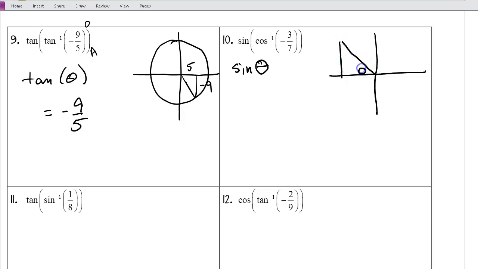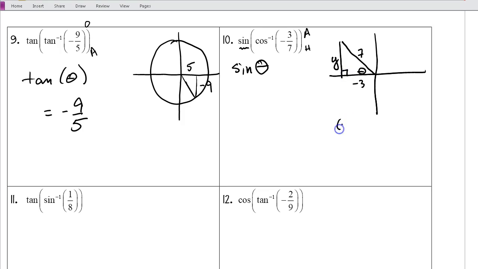So we'll call this theta. And cosine is adjacent over hypotenuse. So my adjacent side is -3. My hypotenuse is 7. I can find my y value, which I'm going to need to find sine, by using the Pythagorean theorem.